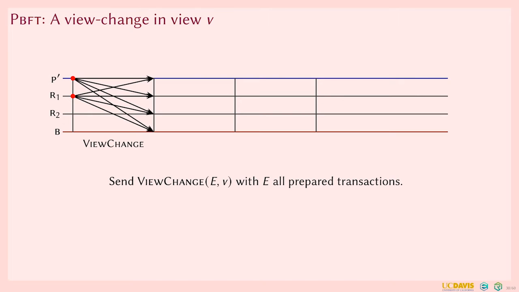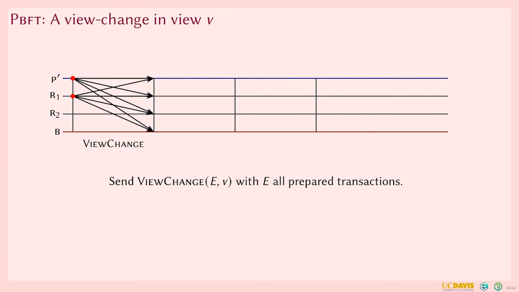So to visualize this, here we have a faulty primary B, malicious, and two replicas already detected that: the new primary P prime and the replica 1. Both of them send out a view change request, and this view change request contains all the pre-prepared transactions that we need to keep of this view.